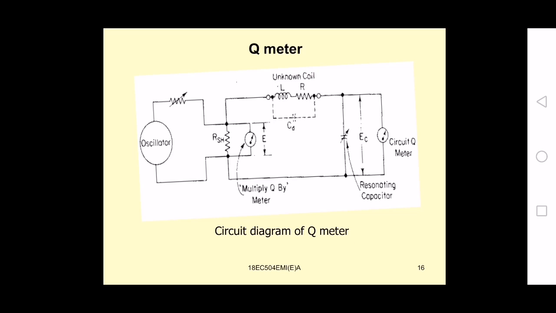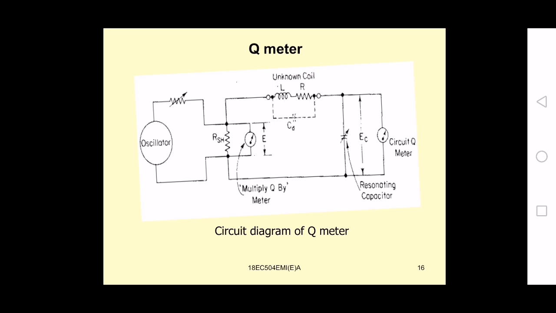At the input side, the voltage across the shunt resistance RSH is measured by the thermocouple meter, marked by the multiply Q by meter, whereas the voltage across the capacitor at the output side, that is EC or VC, is measured by the electronic voltmeter. In between this input and output, we place the unknown coil, for which we have to measure the electrical characteristics, such as the Q factor.